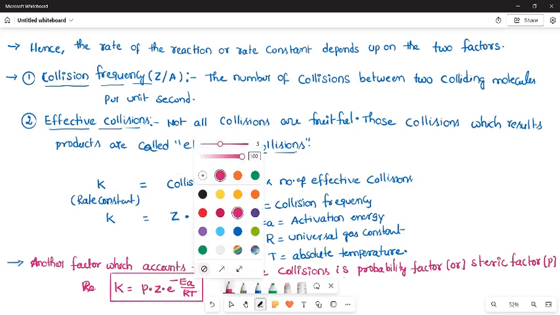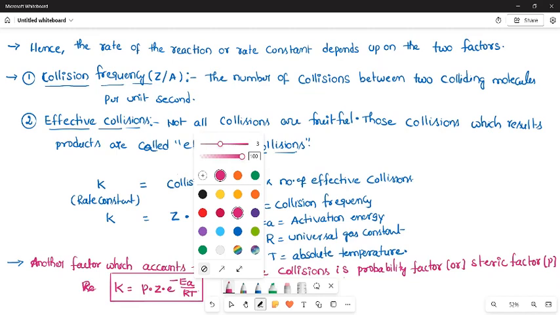What is the meaning of frequency? The number of such cycles that happen per second. Here it is the number of collisions between 2 colliding molecules per unit second. In 1 second, how many collisions will happen between the 2 reacting molecules? That is called the collision frequency.